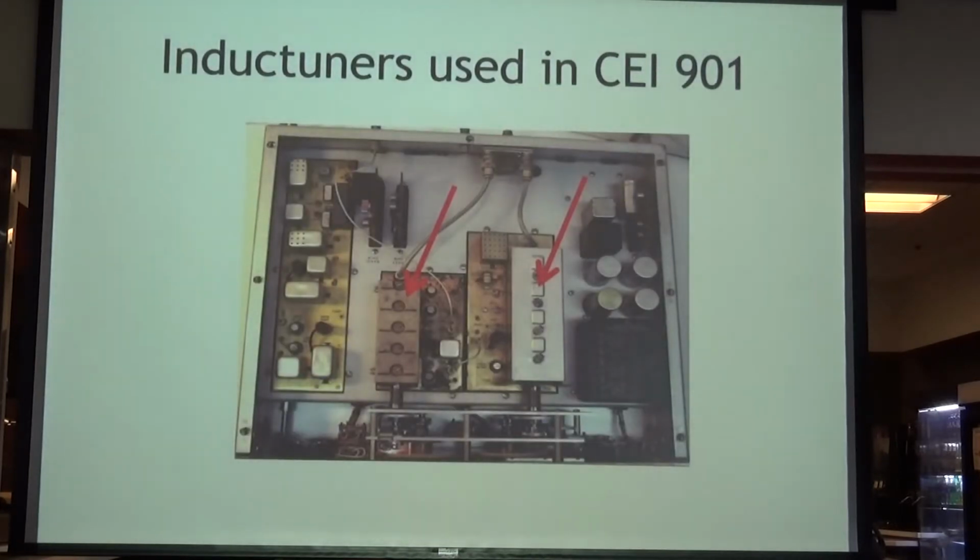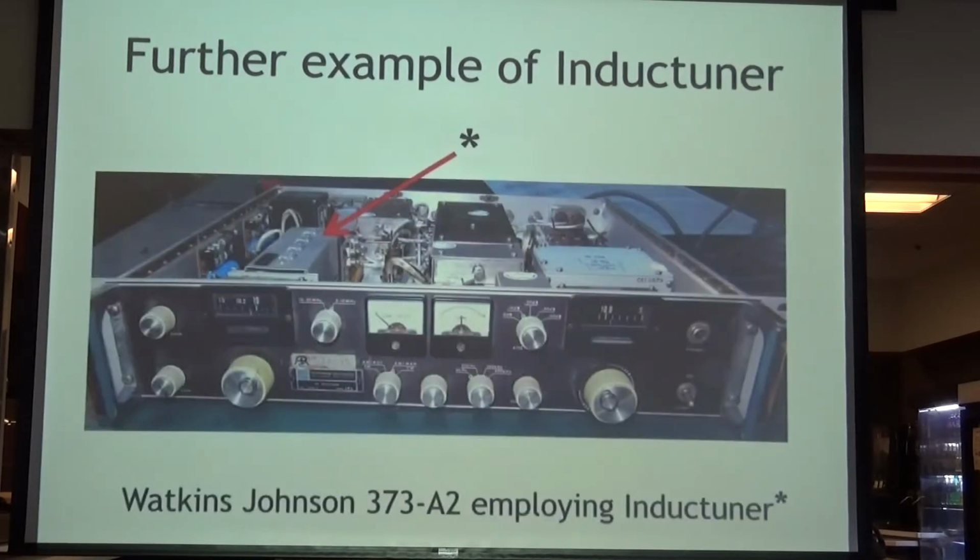Here's the CE901. That's one of those other receivers I showed you with two Induct tuners here for the low end and there for the high end. Further examples, this let's see, is Watkins Johnson. Watkins Johnson made most of the equipment later on. Very high-tech company, very expensive company. We used Watkins Johnson equipment here at Collins for EMI work and other reasons where we wanted precisely accurate equipment.